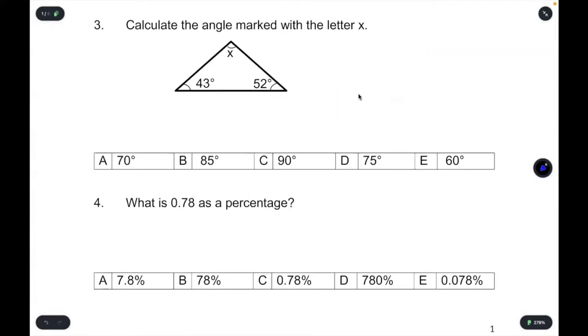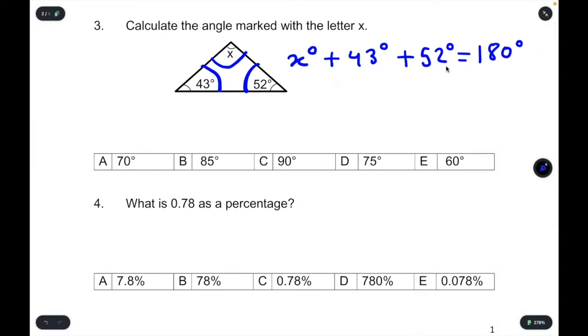Moving on to number 3, calculate the angle marked with the letter X. Now, to solve this question, there's a very important rule that we have to remember, which is that the total interior angles of any triangle, so any three-sided shape, has to total 180 degrees. So if we look at this angle, X, this angle of 43 degrees, and this angle of 52 degrees, all of them added together must make 180 degrees. So we're saying X degrees, add 43 degrees, add 52 degrees, equals 180 degrees.